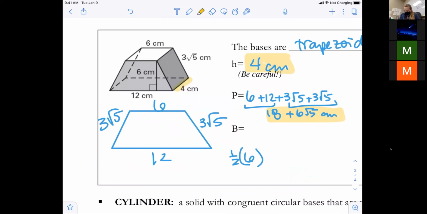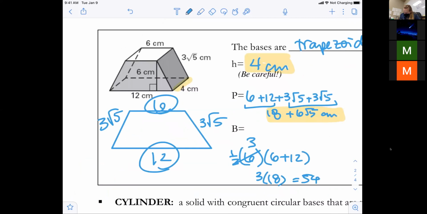Okay, so I have to do 1/2 of 6 times, and this time it's 6 plus 12. Base 1 plus base 2. 1/2 of 6 is 3. 3 times 18, I believe, is 54. So my area of my base is 54 centimeters squared. Is that 4 too? No, because I'm looking at the area of the trapezoid. Good question, though. It's so confusing because there's so many heights, so many bases, so many things. So yeah, this one is 6. I'm convinced on that one. The other one was 4.